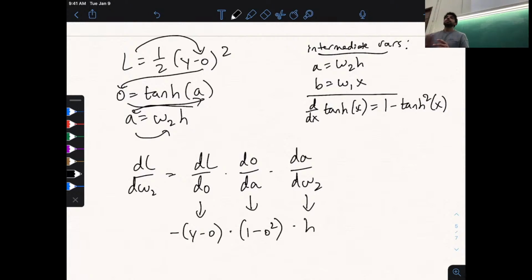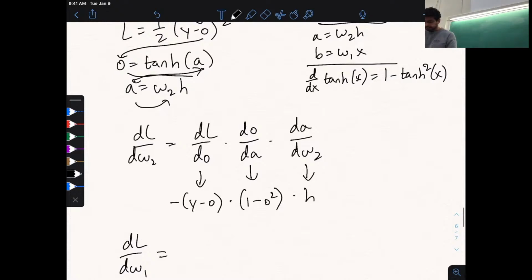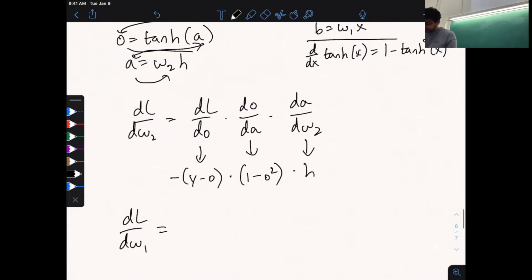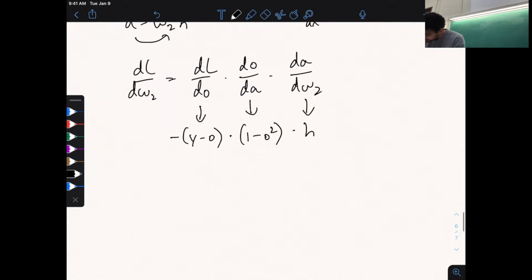And so now you can see through the application of the chain rule, I have computed one of these terms in my gradient. And now all I have to do is compute the other term in the gradient. So let's just take a look at how that works without writing down explicitly the terms. So actually, let me move this a little bit. So let's just copy some of these things again. We have L equals 1/2 (y minus o) squared.